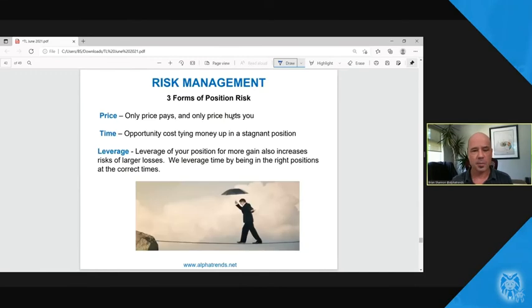So risk management, we've got three forms of risk the way I see it. Most importantly, of course, is price, because only price pays. It's the only thing that pays. It's certainly the only thing that hurts you. If the stock rallies on light volume, be aware, but it's going to spend the same when you get to the bank. Time is our other risk. Are we tying our money up in stagnant stocks that are just a waste of time here? And then, of course, we know that leverage is the key enemy.